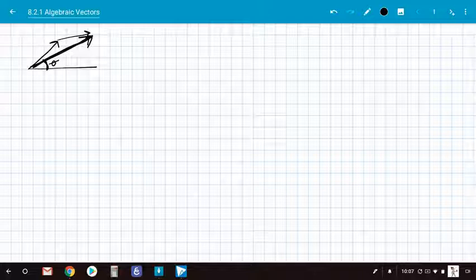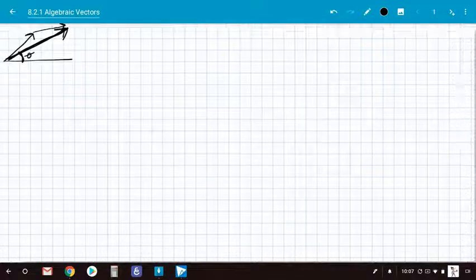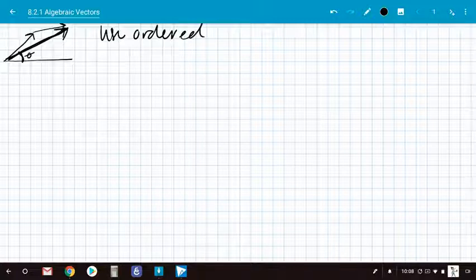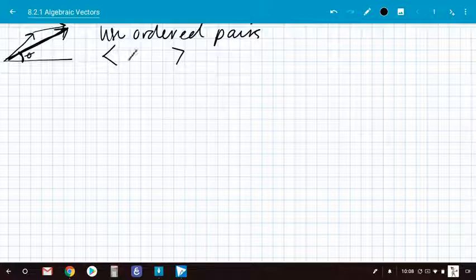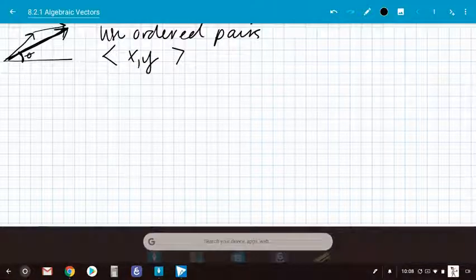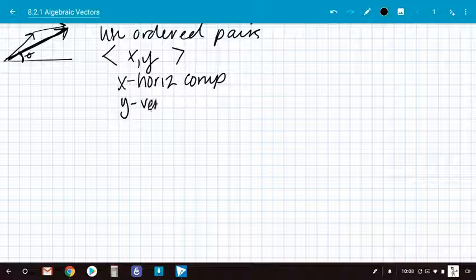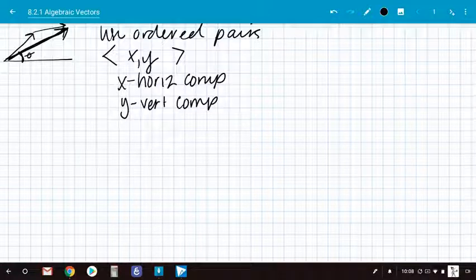So we can use ordered pairs to represent vectors, but they have pointy brackets like this. This is how we know it's a vector. It has those pointy brackets, x comma y, where x is the horizontal component, which we talked about last time, and y is the vertical component. That makes sense because you would move x in the x direction and y in the y direction.